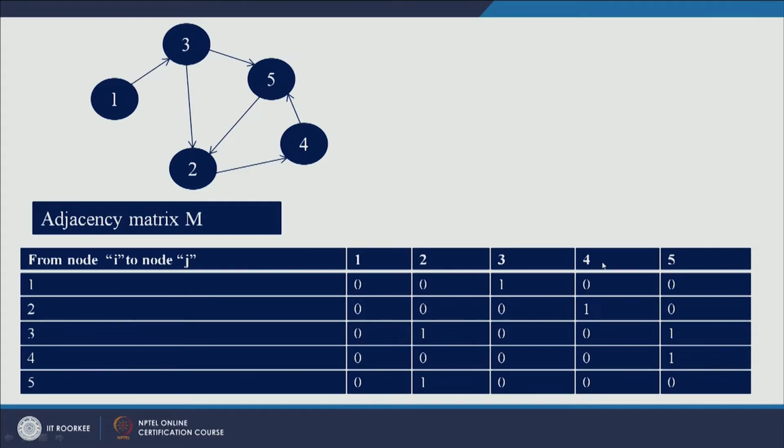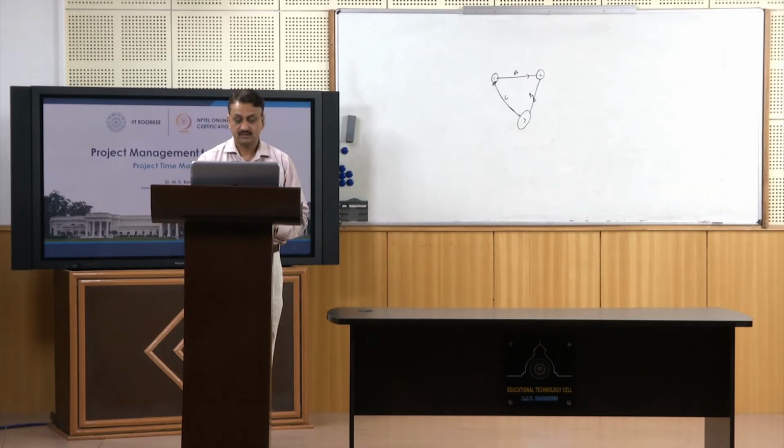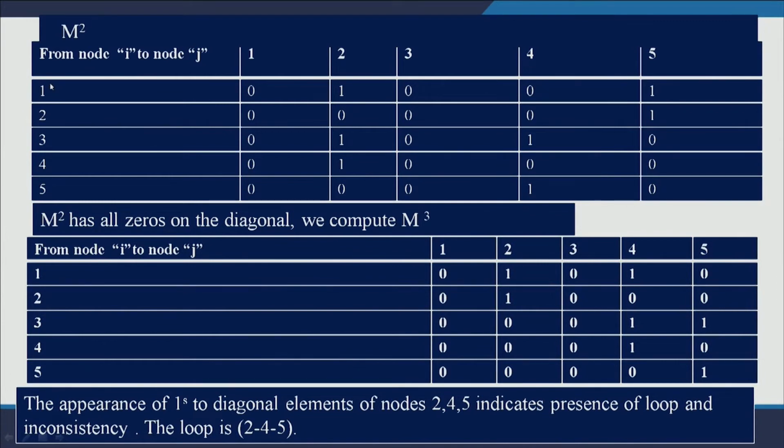The next step is to take the square of this matrix, or find the M square value. You just multiply this 5 by 5 matrix with the same matrix, so you will get M square. So this matrix is nothing but the M square matrix. You have all 5 nodes here and all these 5 nodes here. So when you multiply M with M, you will get M square. Just see this.